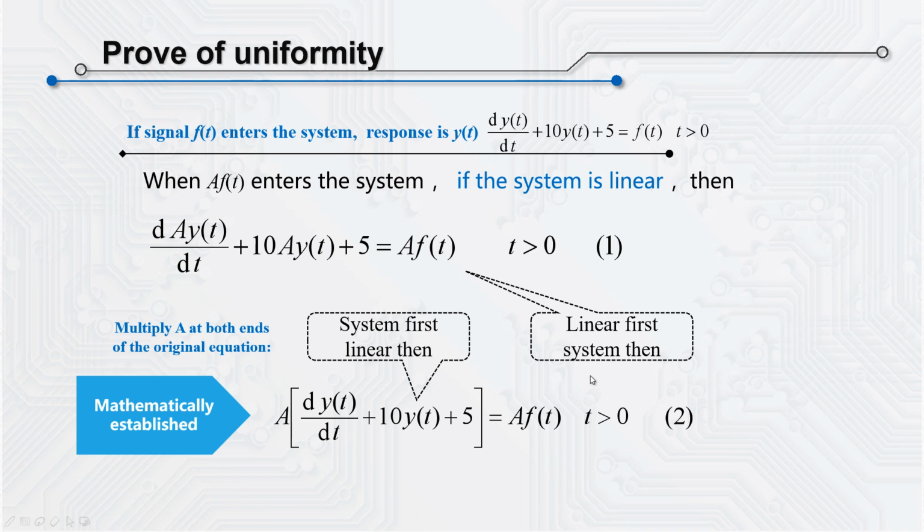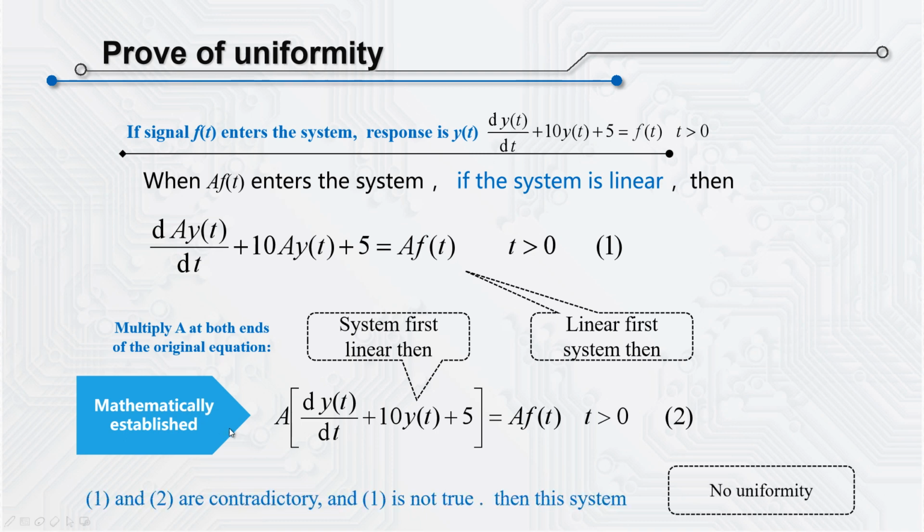At this time, we do the linear operation on the entire system. That is to say, the system is multiplied by a. In mathematics, the expression is true. Obviously, the results of Formula 1 and Formula 2 are not the same, so the assumption that the system is a linear system is not true. Therefore, the system does not satisfy uniformity.